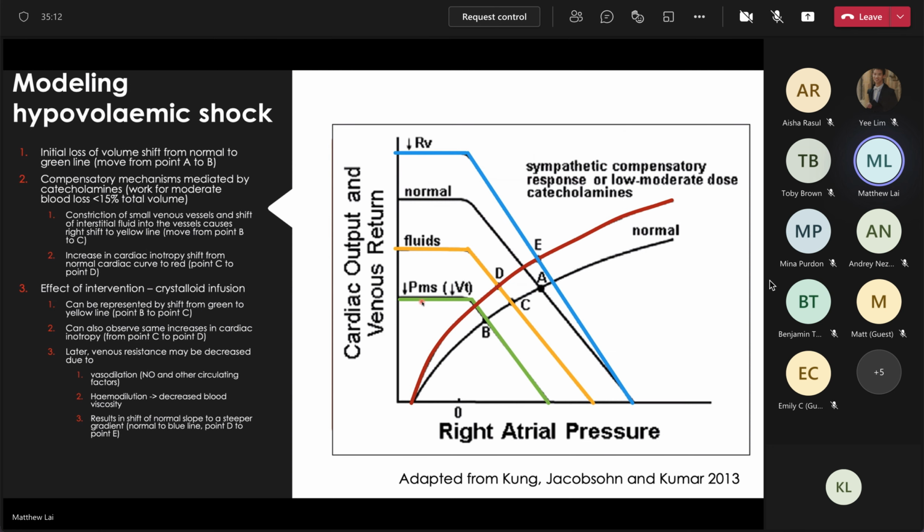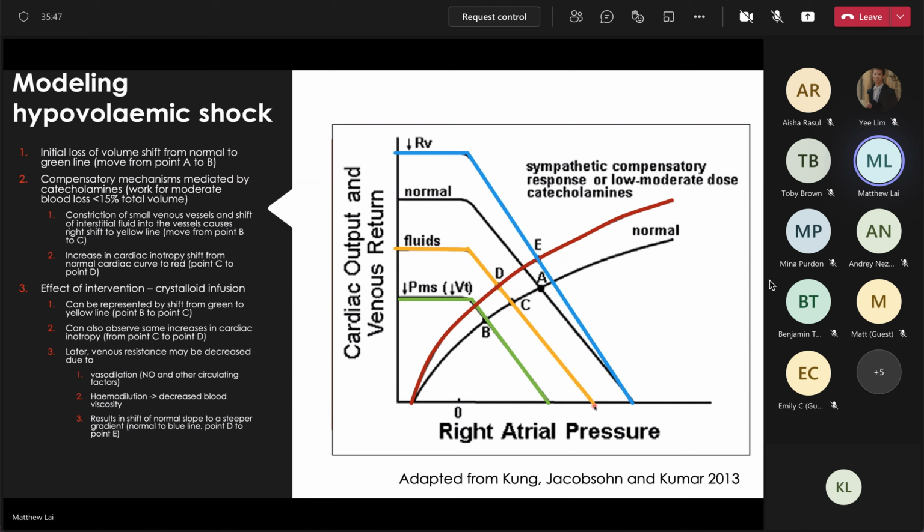So what happens now? Well, what happens when we lose fluid is that our body compensates. And these effects are mediated by catecholamines. So these catecholamines will cause constriction of the small vessels, and it'll also result in interstitial fluid shifting into the blood vessels. So you'll get some sort of compensation to increase the circulatory filling pressure again. So this green line moves up to this yellow line here.